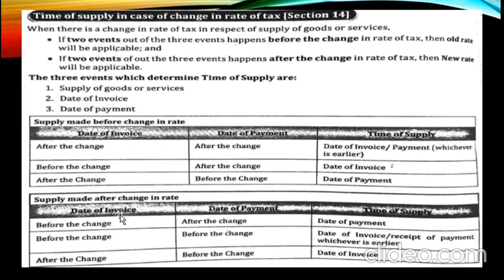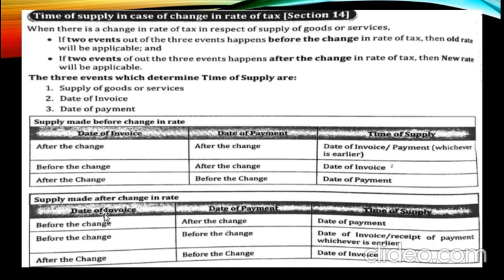When was it? The date of invoice was made before the change. So one event is after the change. Then if you look into the next event, the date of invoice is before the change of the rate. Now the date of payment, if you look into it, is after the change.